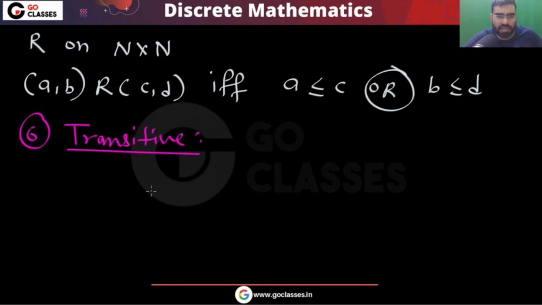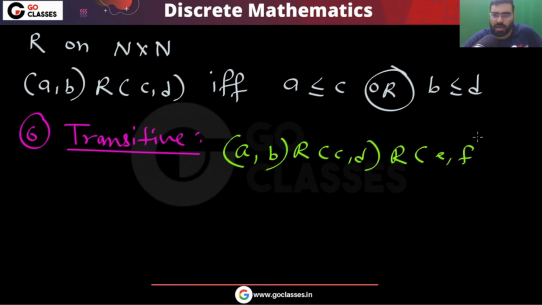What can you say about that? See, the transitive property, let's check. If (a, b) is related to (c, d), and let's assume that is related to (e, f), then what does it mean? Then it means that either one of these things can happen.